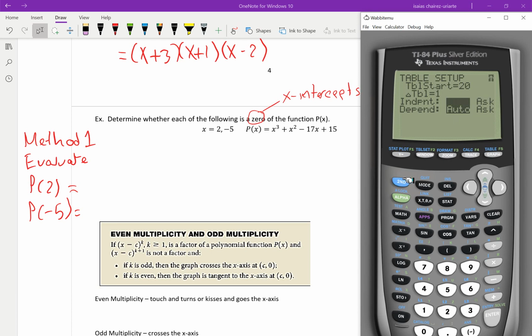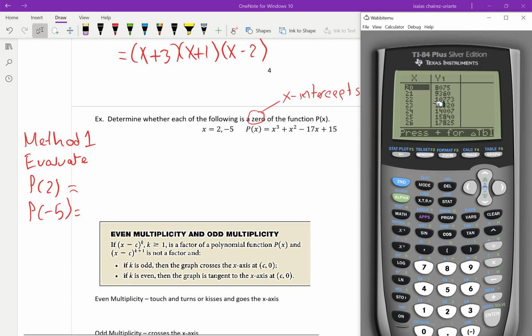Sometimes when you open a table, it'll look like this. You see, my x's are already determined for me. My calculator is just doing 20, 21, 22, 23, and based on those x's, they get plugged into my polynomial, and I get the corresponding y values. If this is the case, maybe you need to enter a value of x that's maybe 722. It would take me a while to scroll down all the way to 722.